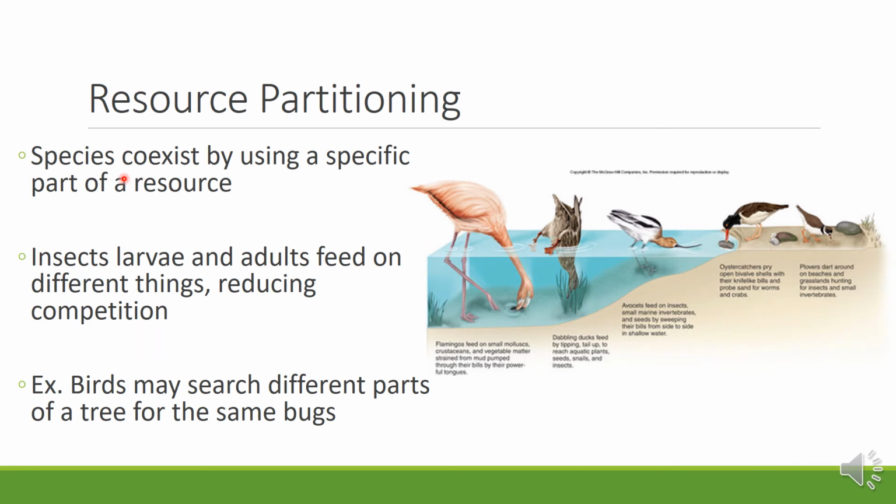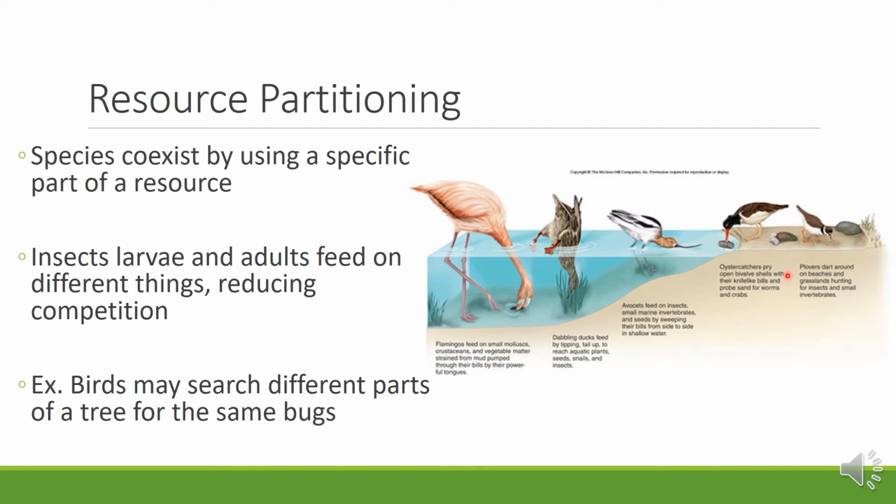Resource partitioning. This is species coexisting by using a specific part of a resource. Insect larvae and adults feed on different things, reducing their competition. An example is birds searching many different parts of a tree for the same bugs. They also, in this example, all these birds are using a different part of this lake ecosystem.